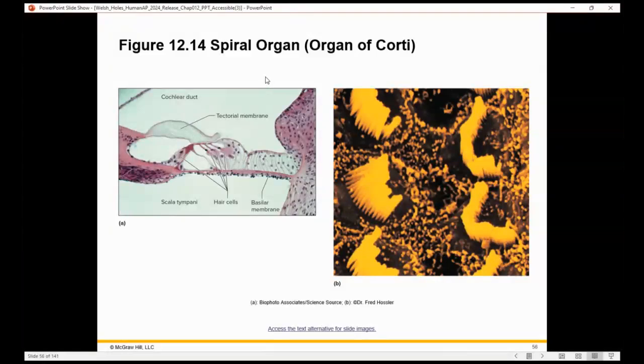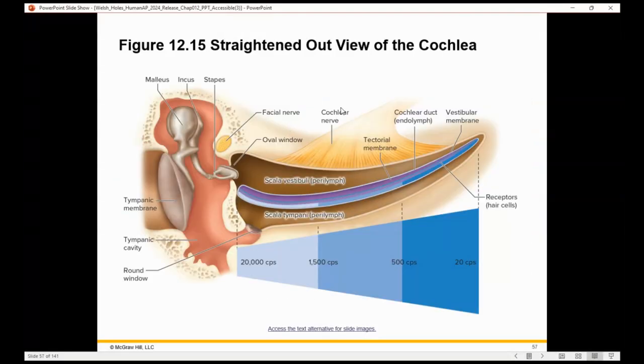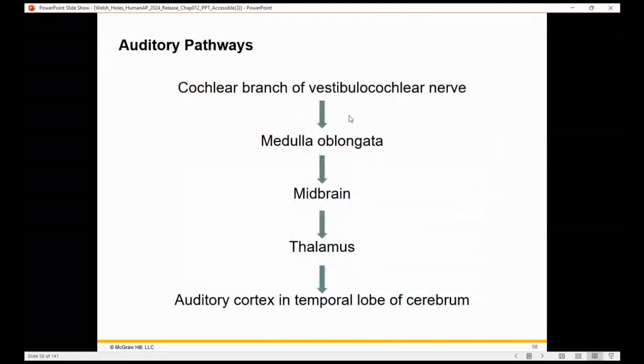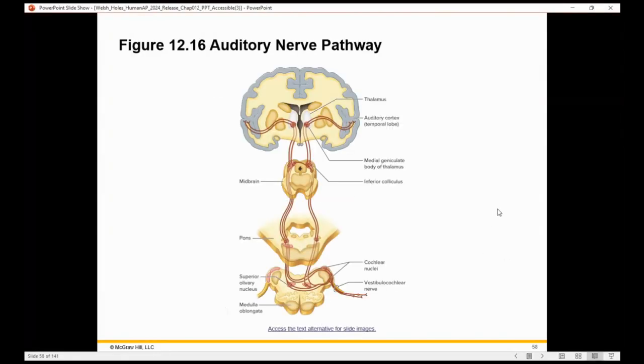This figure shows you the spiral organ. This figure shows you a straightened out view of the cochlea. The auditory pathways start with the cochlear branch of the vestibulocochlear nerve, which goes to the medulla oblongata, then to the midbrain, then to the thalamus, and then to the auditory cortex in the temporal lobe of the cerebrum. This figure shows you the auditory nerve pathway.